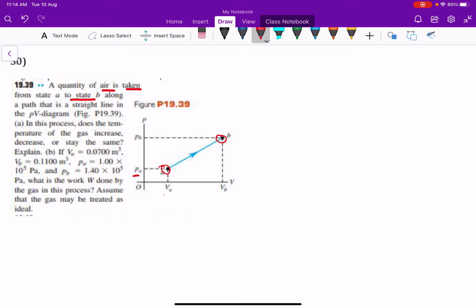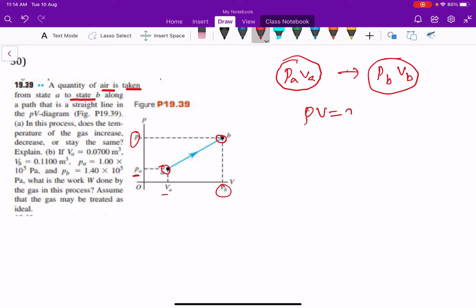We know the initial state is PA, VA, and the final state is PB, VB. So the product of pressure and volume is increasing here. We know pressure into volume is nothing but nRT, PV equals nRT. As the product of P and V increases, therefore the T value increases.